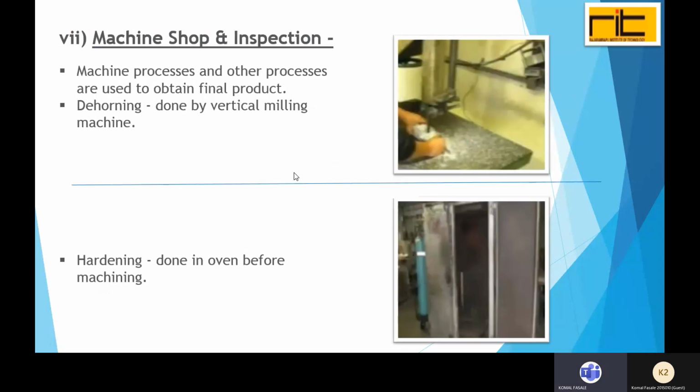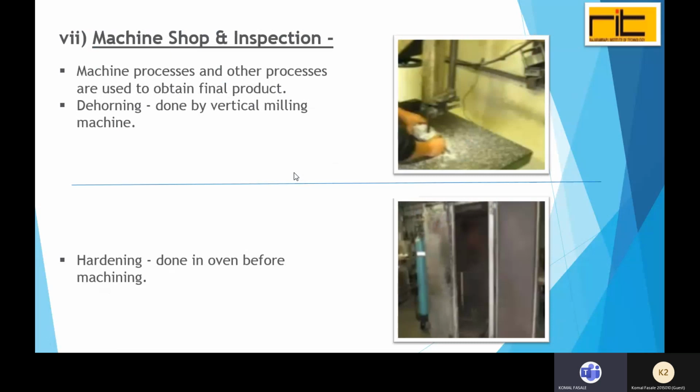So the next step is machining and inspection. The machining process and other processes are used to obtain the final product. This includes the dehorning, hardening, turning, CNC lathe machining, oil slots and pin boring, grinding, etc. So we'll see one by one.